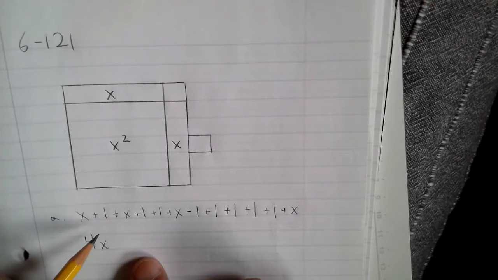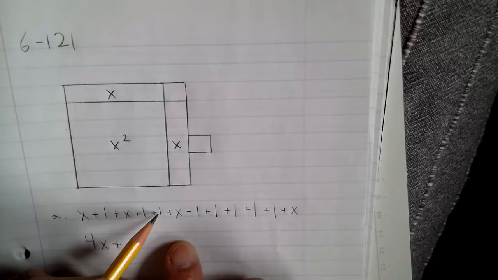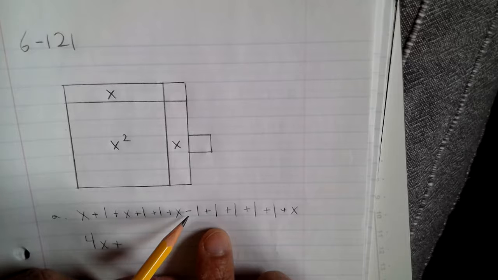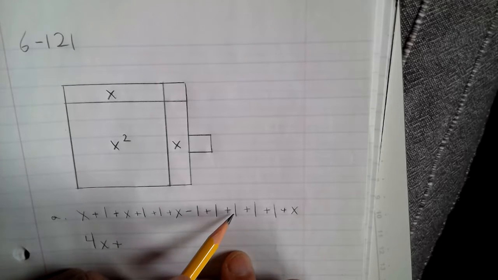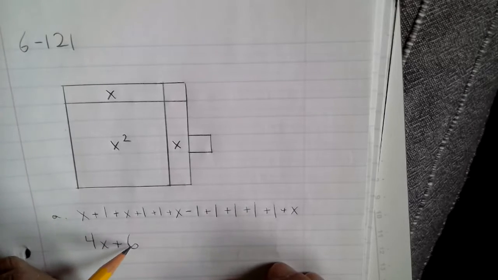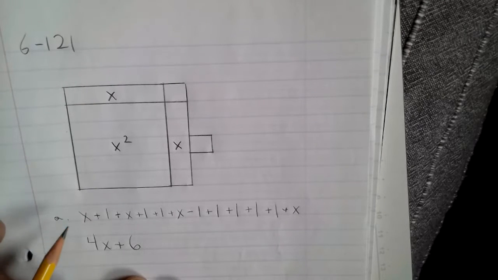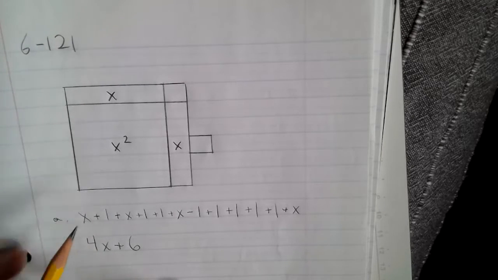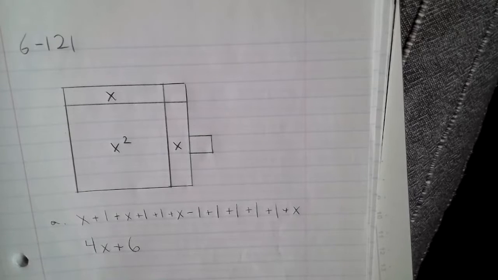Okay, we're going to group this together. So plus 1 plus 1 plus 1 is 3. Minus 1, 2. Plus 1, 3, 4, 5, 6. So our perimeter, in this case here, our perimeter is equal to 4x plus 6. We group together all the x values and all the unit values. We grouped them all together.